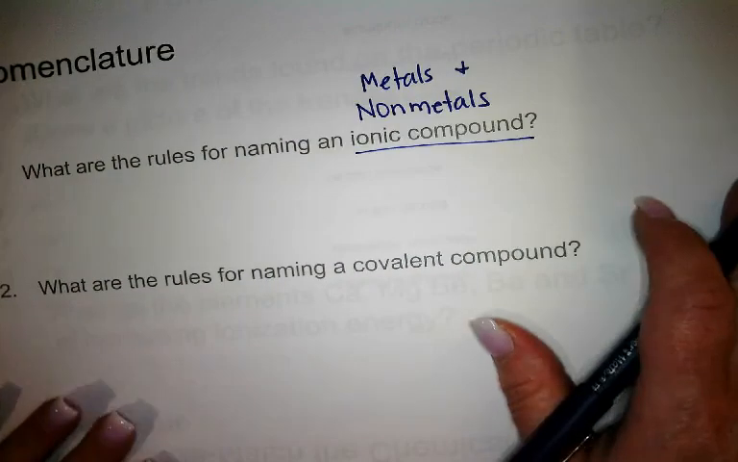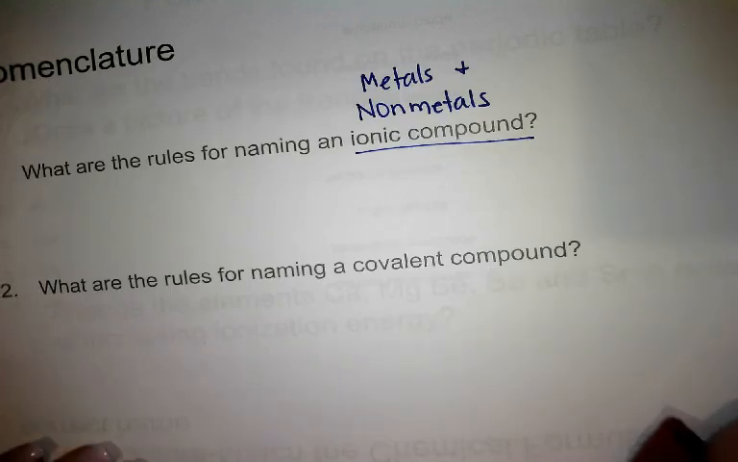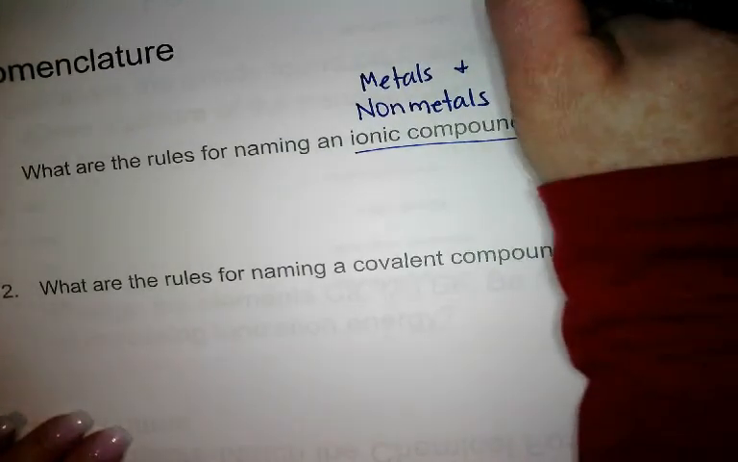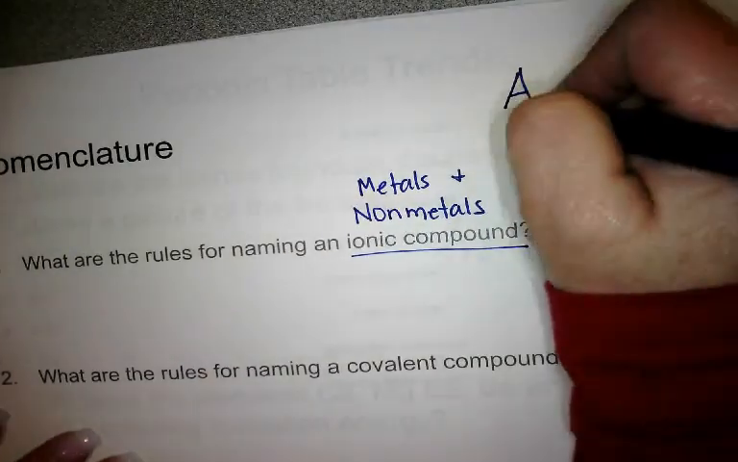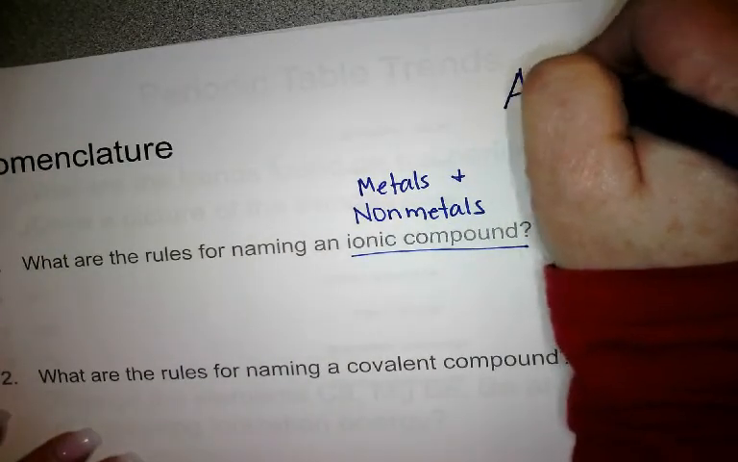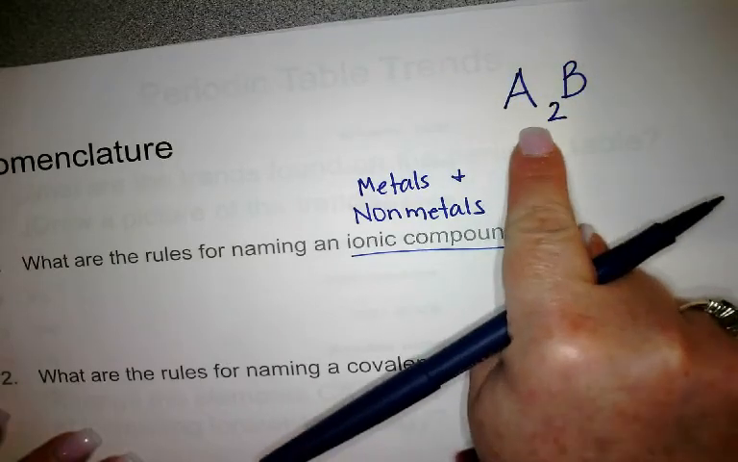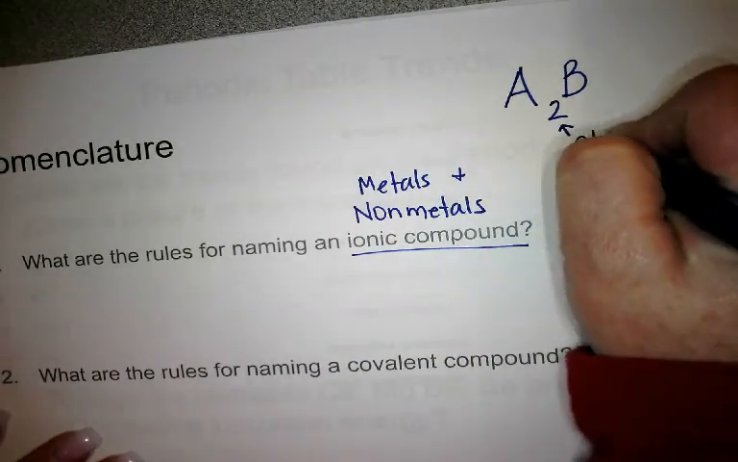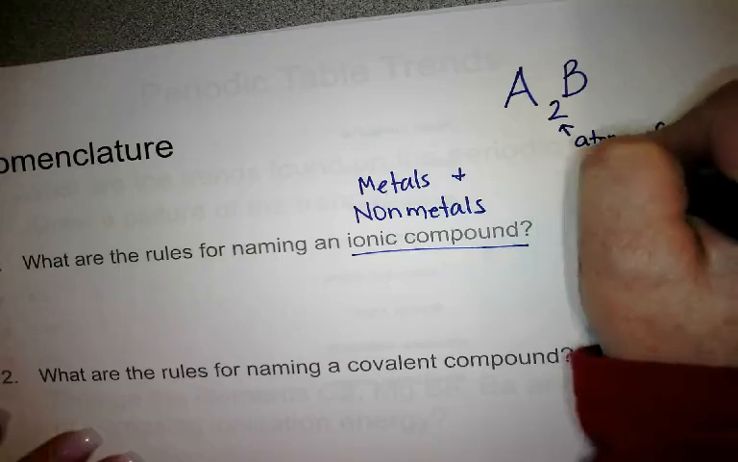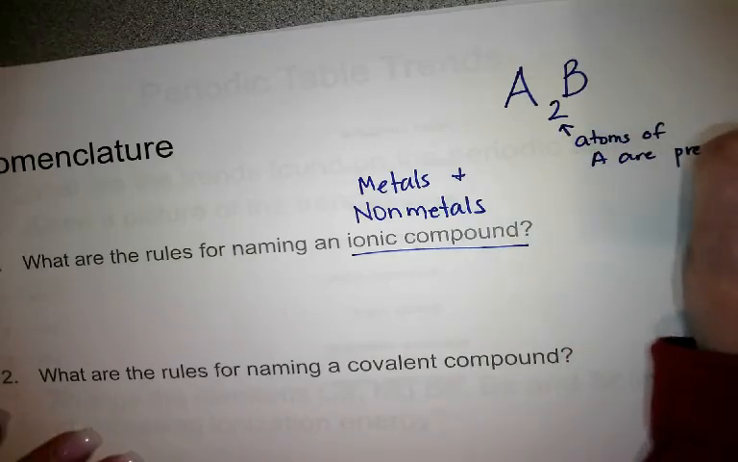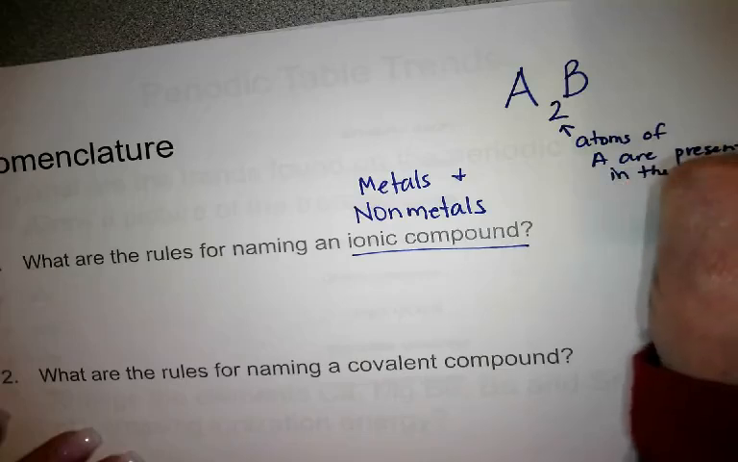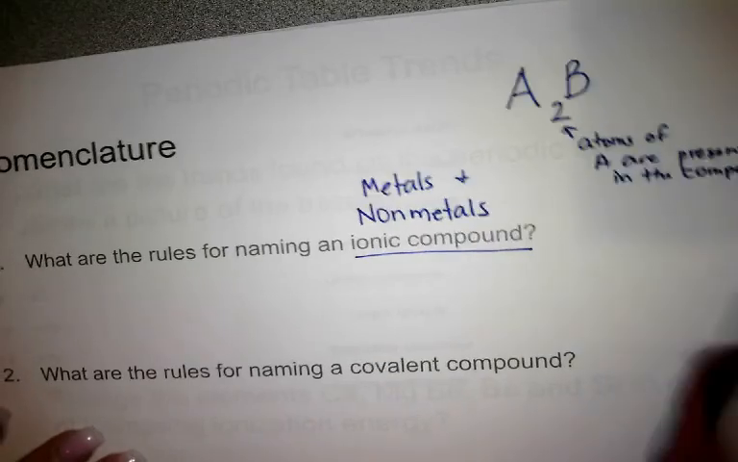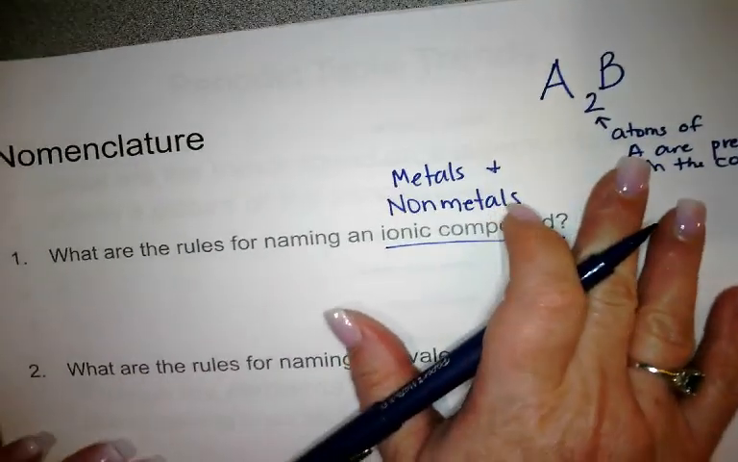Why is that important when it comes to naming? Well, when it comes to naming, what you will typically see, depending on what the elements are, is where we have two elements. So let's say we have element A and element B. When we write their chemical formula, you may see where we have those subscripts. This is just telling us how many atoms of A are present in the compound. This is going to become important too when we talk about molar mass here in just a second. So what are the rules?